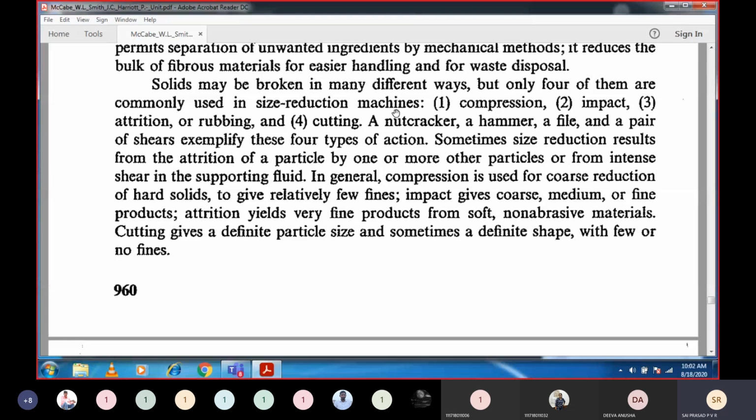So what is the first one? Compression. Second one is impact. Third one is attrition or rubbing. Fourth one is cutting. So in our chemical technology, whatever machines we are seeing, they will be using one of the forces given in these 4. First one is compression. You catch a particle and then apply the force on it. You apply the force in such a manner that the particle does not move. Only when you immobilize it and apply force on it will it accept the force, and then a limit will be there beyond which if you apply the force, the particle breaks into pieces.